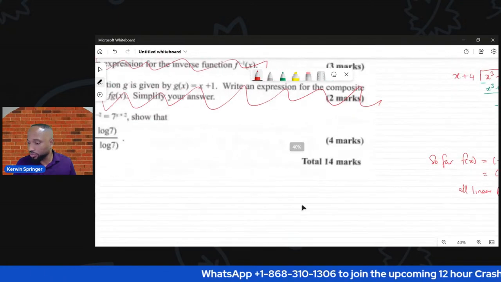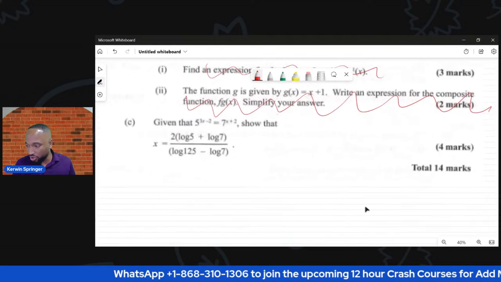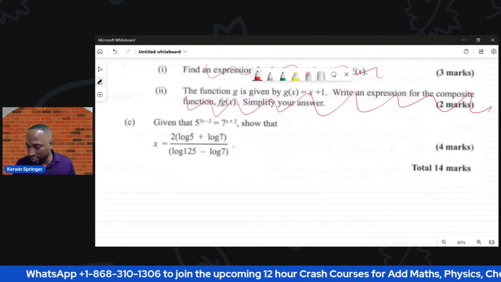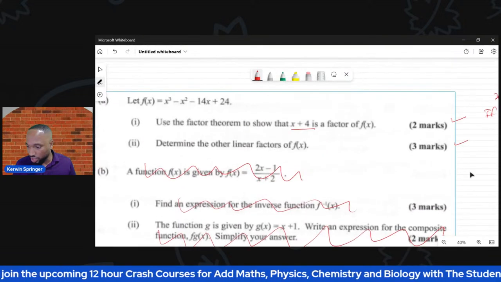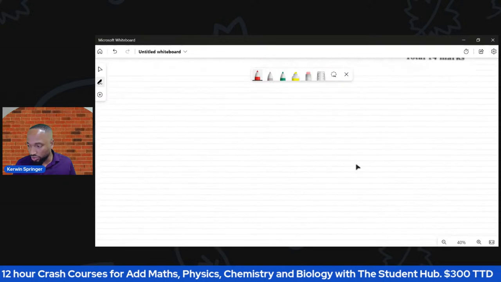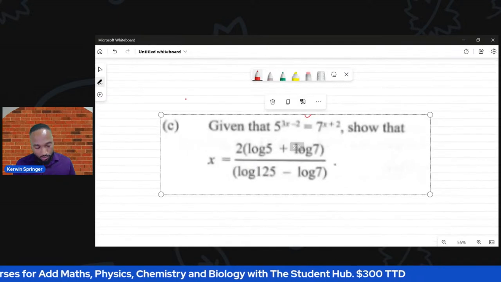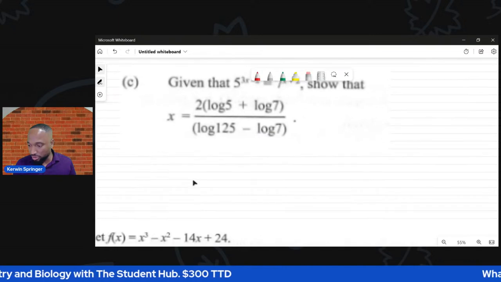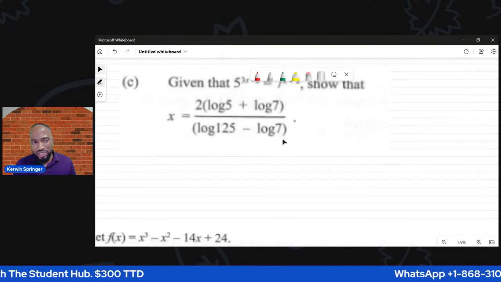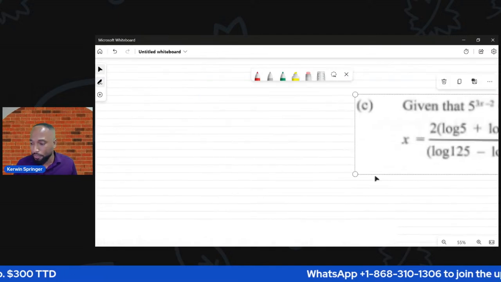So let's do the last part of this question. This is what I'm going to leave you all with tonight. Love this question, for 4 marks. How many marks was that previous question? 2 and 3. Remember when you're doing your past papers, don't waste time on the composite function stuff, right? So let's just do this part.